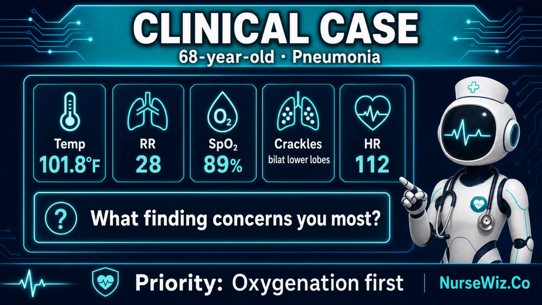Evaluate every body system. You move head to toe and you don't skip. General appearance gives you work of breathing. Respiratory gives you a rate of 28, crackles in both lower lobes, and an SpO2 of 89%. Cardiovascular gives you a heart rate of 112. Your temperature is 101.8, and yes, you still finish the walk.